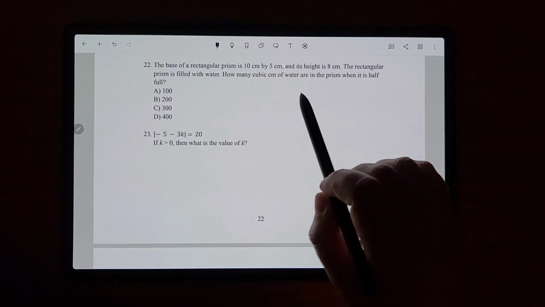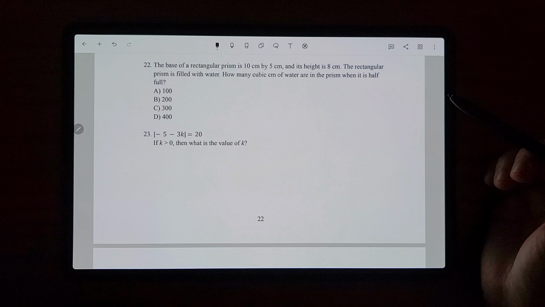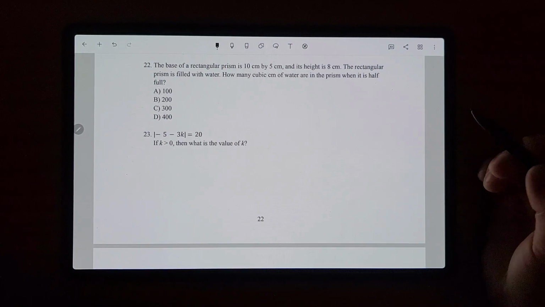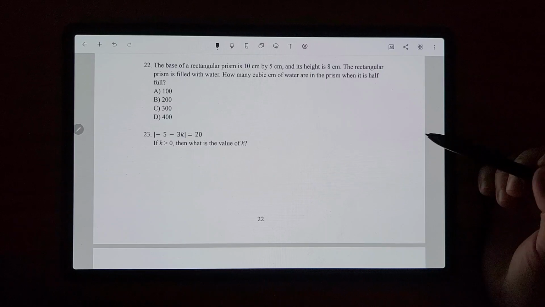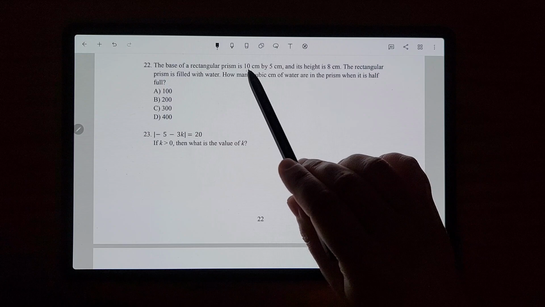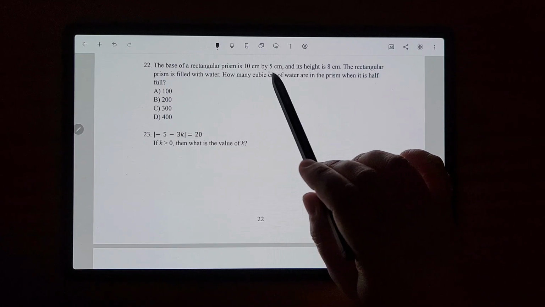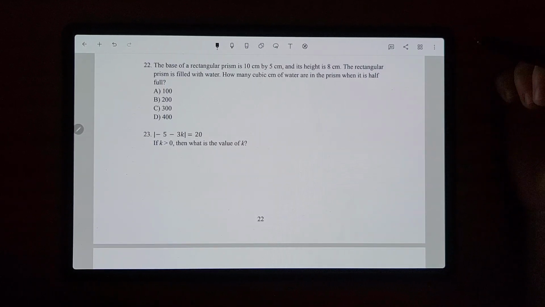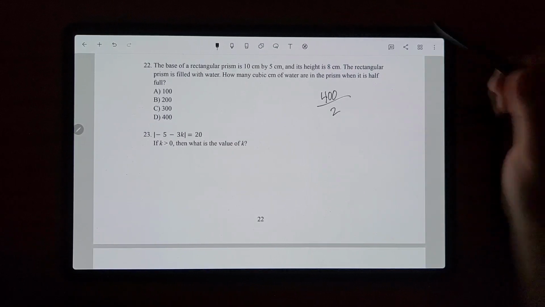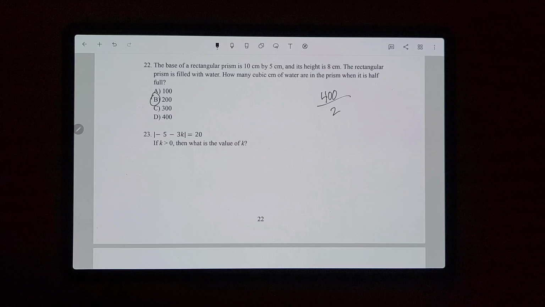So if we want to know how many cubic centimeters of water are in the prism when it's half full, we basically have to find the volume and then say, okay, it's only going to be half of that. So the volume of a rectangular prism is going to be equal to the length times width times the height. So 10 times 5 times 8, which is going to be 400. So we have 400 as the total volume, and then we divide that by 2 to get 200 as our answer.